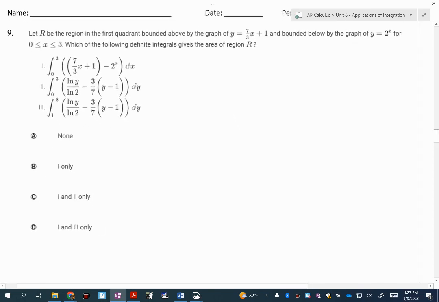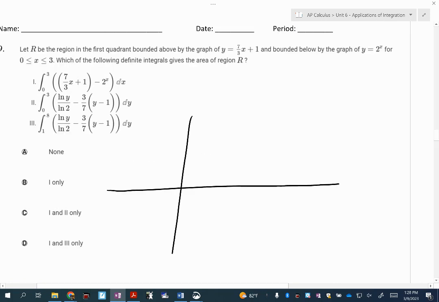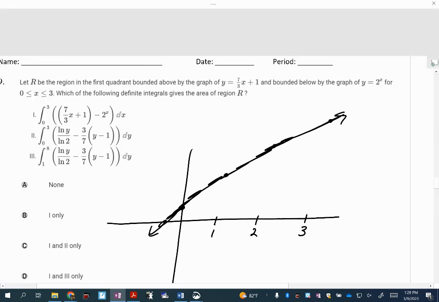Number 9 says, let our region R be the region in the first quadrant, bounded above by the graph 7/3 x plus 1. Let's graph this. So 7/3 x plus 1. That's going to be 0 plus 1, which is 1. There's 1. Let's do 2. We'll do 3. Okay, so plugging in 1, I get 7/3 plus 1, which is going to be 10/3. So something up there. It's just going to keep progressing. Something like that. And there's just a sketch. Okay, it's supposed to be a line, not the best line.